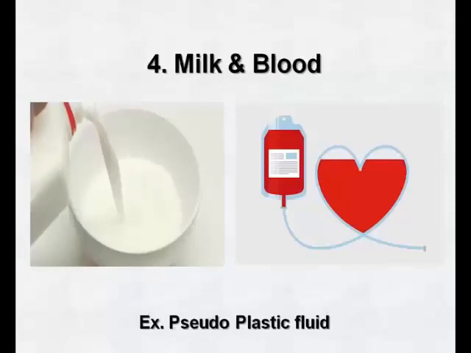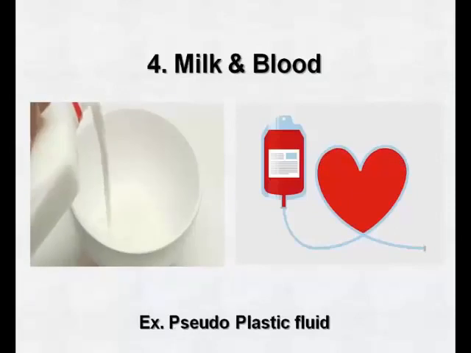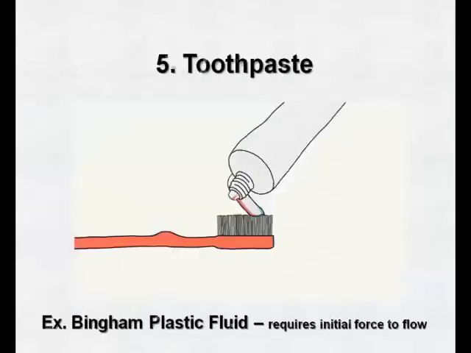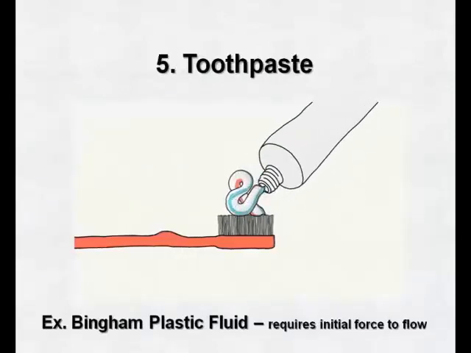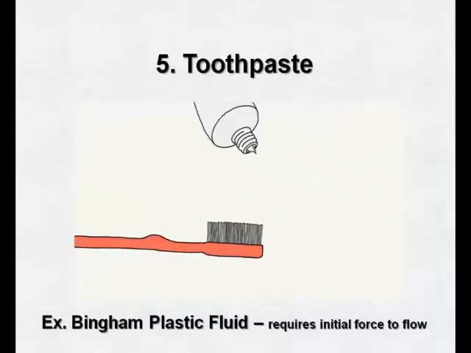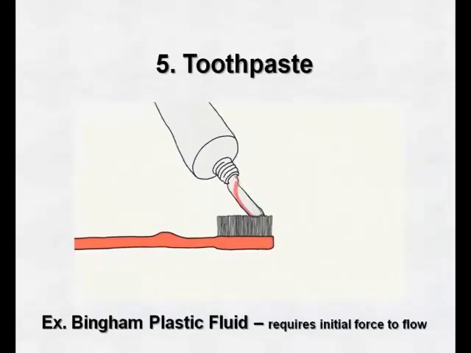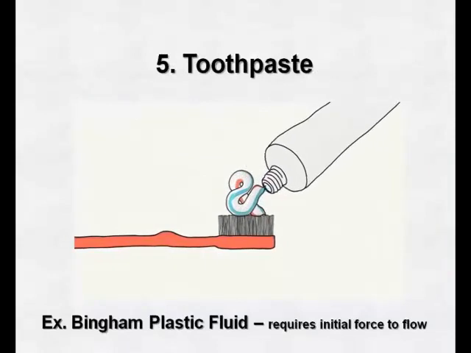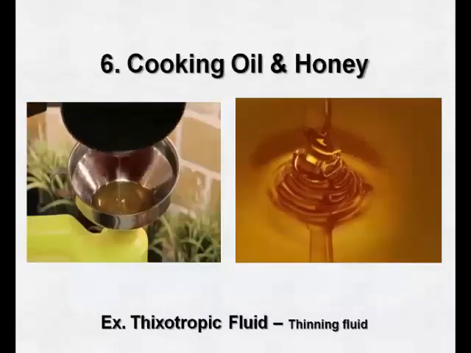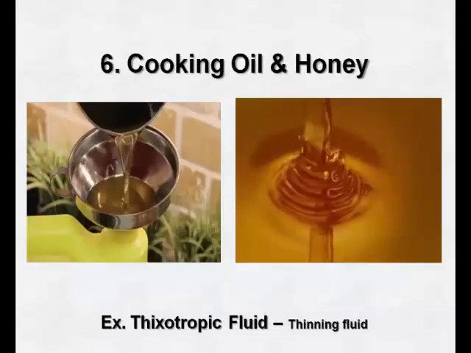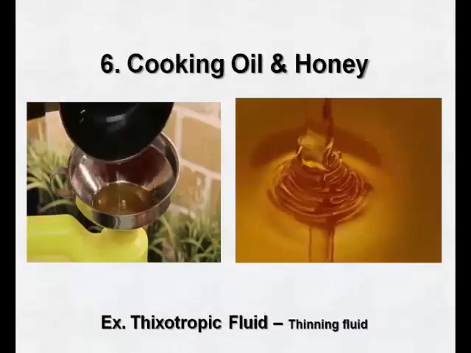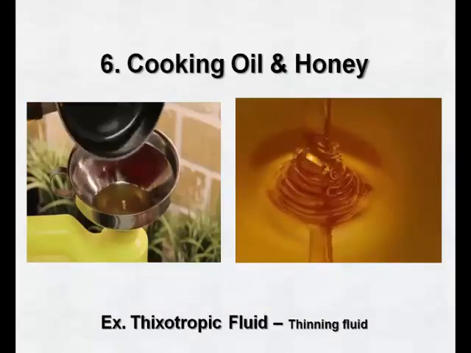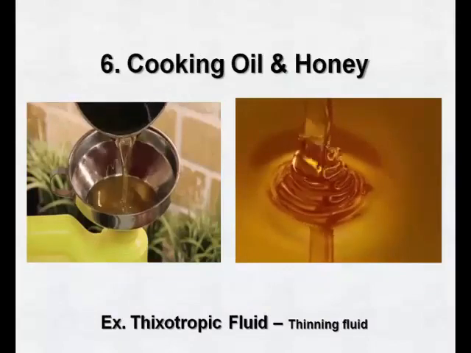Next one is milk and blood. It is an example of a pseudoplastic fluid. The next one, which we use in day-to-day life, is toothpaste. The technical name is Bingham plastic fluid. It requires an initial force to flow. Next, also used in day-to-day life, are cooking oil and honey. Technically we say it is a thixotropic fluid. This is also known as a spinning fluid.